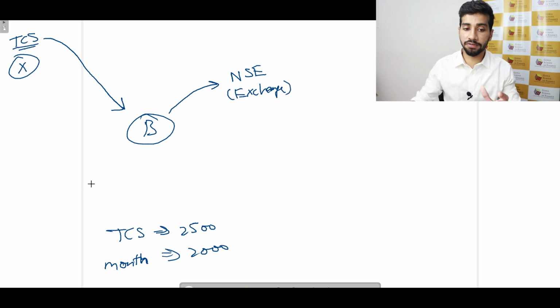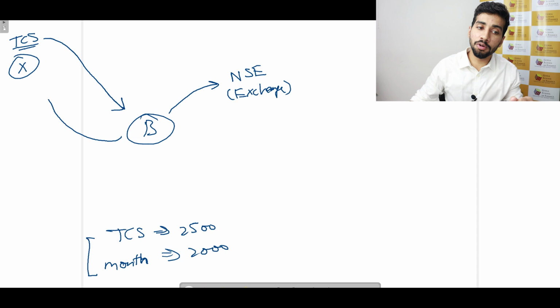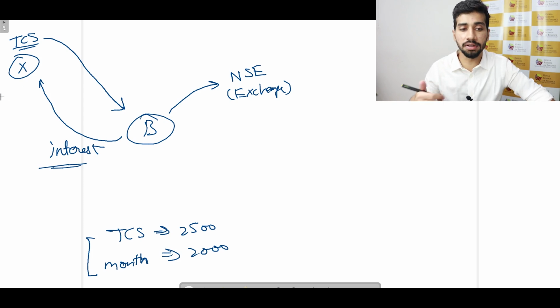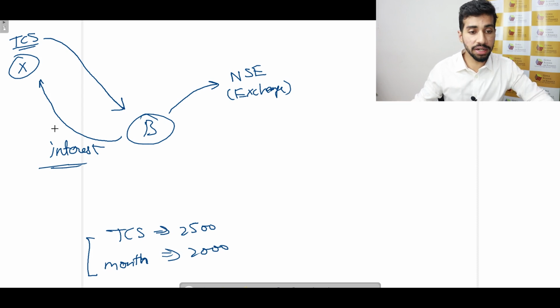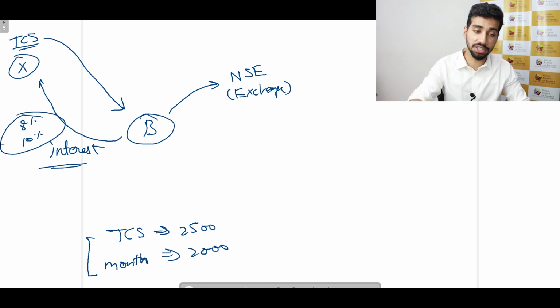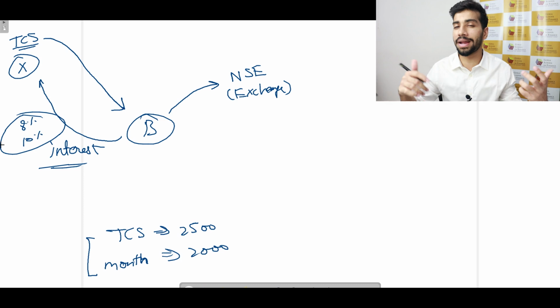Throughout the period of 1 month, since he of course sold the shares to someone else, person B will have to pay interest throughout. Because of course, if person X is lending his shares, he also wants something in return. So the thing he will get in return is interest. Interest can be maybe 8%, 10%, 15%. It can be absolutely anything depending on the market conditions and depending on the demand and supply and many other factors.